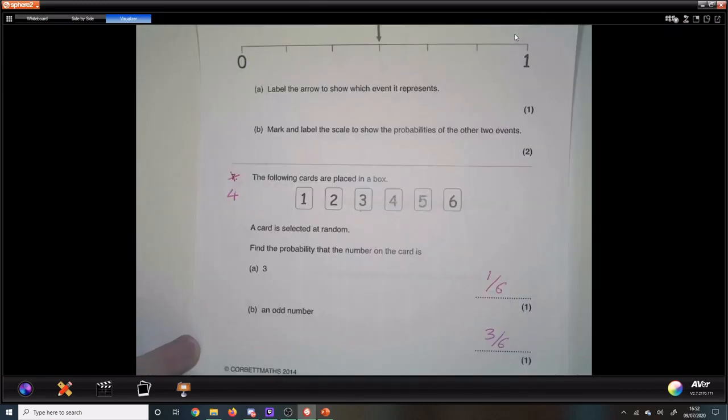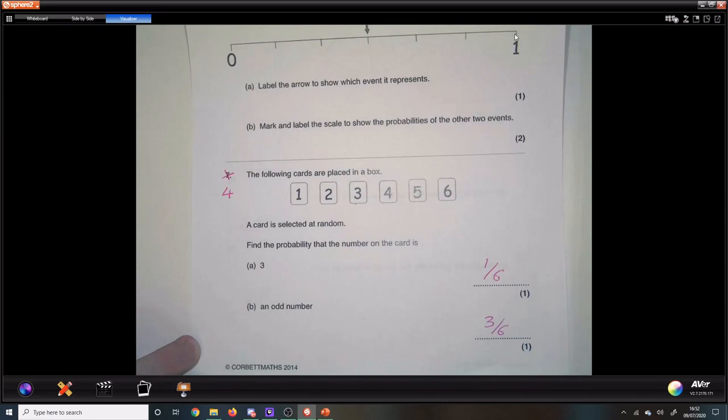Okay, the next set of questions then, you have the following cards in the box. So what's the probability that the number on the card is 3? Well, 1 out of the 6 is 3, so it's going to be 1/6. And an odd number, well, there are 3 odds out of 6 cards, so that's going to be 3/6.